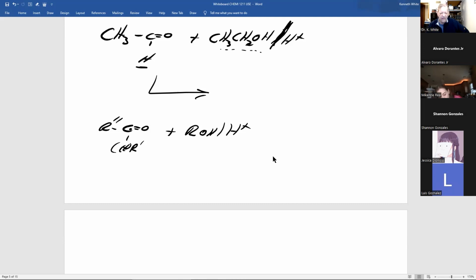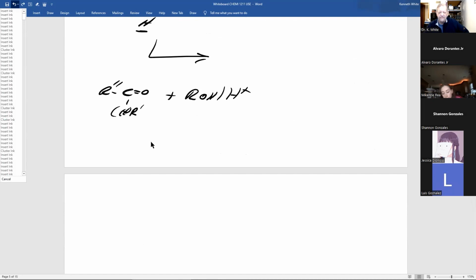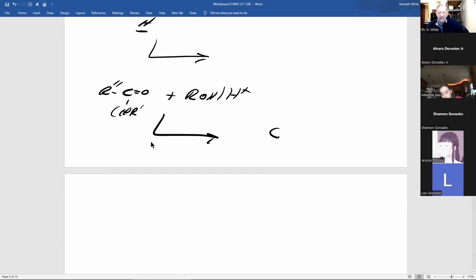Keep your eye on the carbonyl. What's attached to it stays attached to it. R prime or hydrogen plus R double prime. And this attacks that H plus, RO, and opens it up to this hydroxyl group on that same carbon, OR, which comes from here.